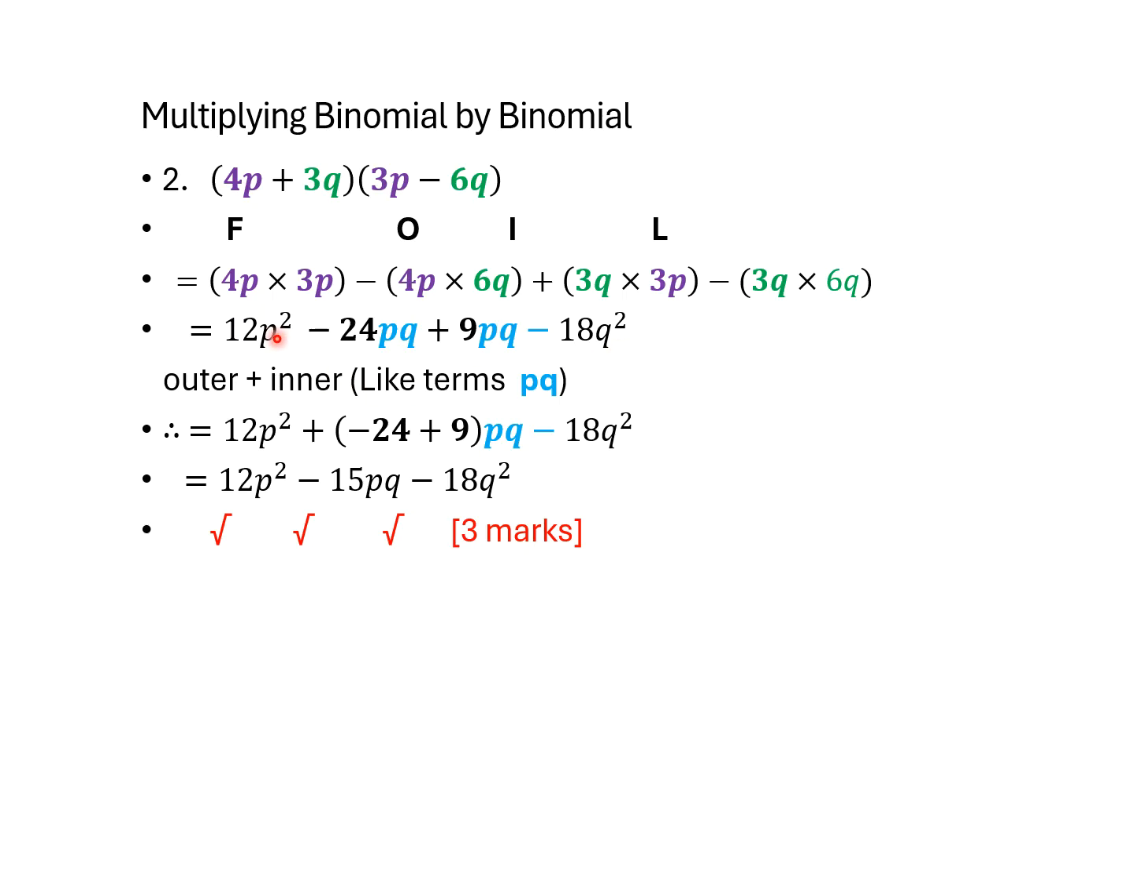Again, P squared is on its own, so I can carry that down. Minus 18Q squared is on its own, I can carry that down. But the PQ terms are like terms. So this becomes minus 24 plus 9, which then gives me negative 15PQ. So my final answer, 12P squared minus 15PQ minus 18Q squared.